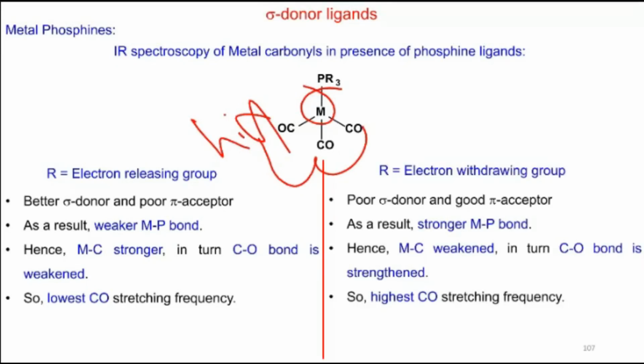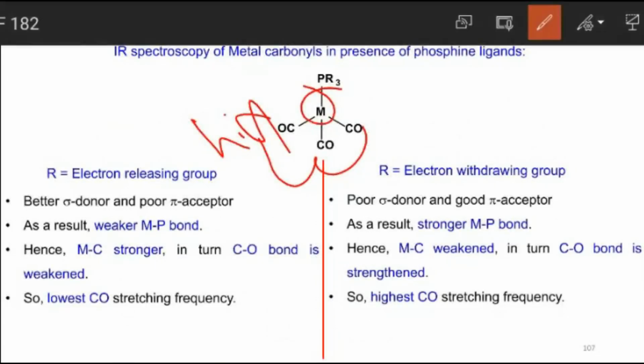Okay. On the other hand, if you have a... no, sorry, it's not higher. It's actually lowest because the phosphorus is now acting as a poor pi acceptor. Therefore, the pi back bonding will go to the carbon. Therefore, the metal-carbon bond is strong, the carbon-oxygen bond becomes weak, and therefore the stretching frequency will be lower.